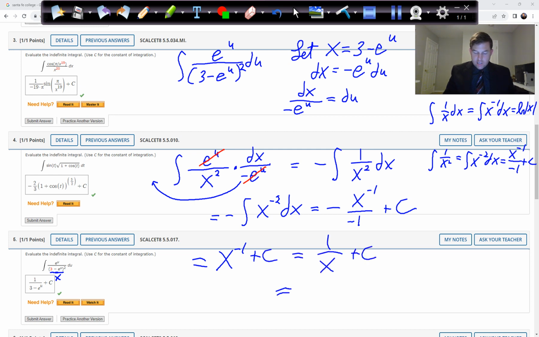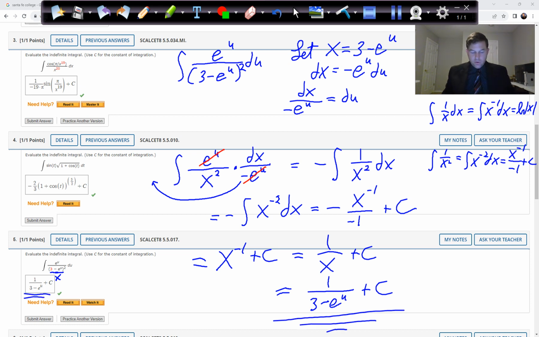But what is x? X was 3 minus e to the u. So that would be the final answer here. 1 over 3 minus e to the u plus some constant of integration.